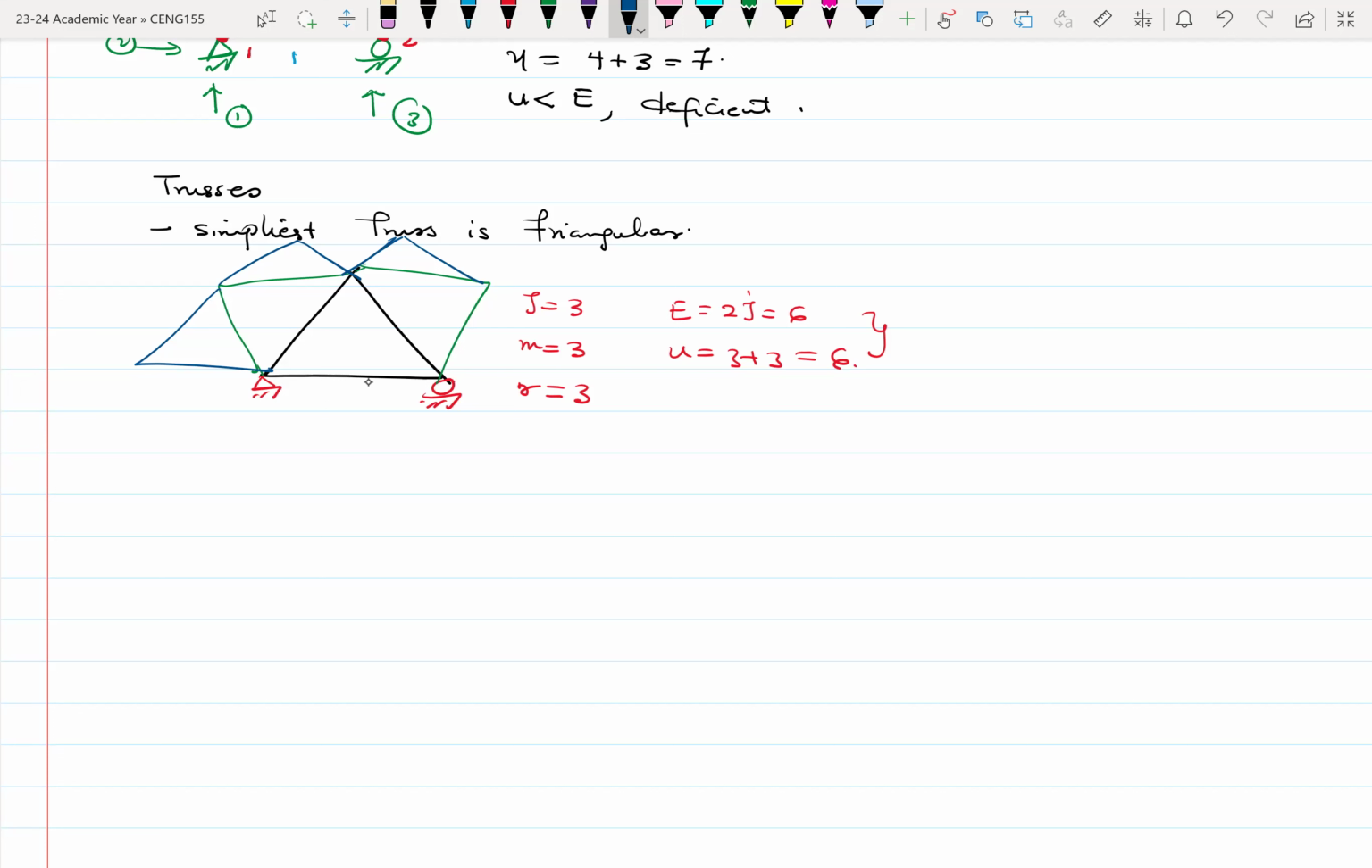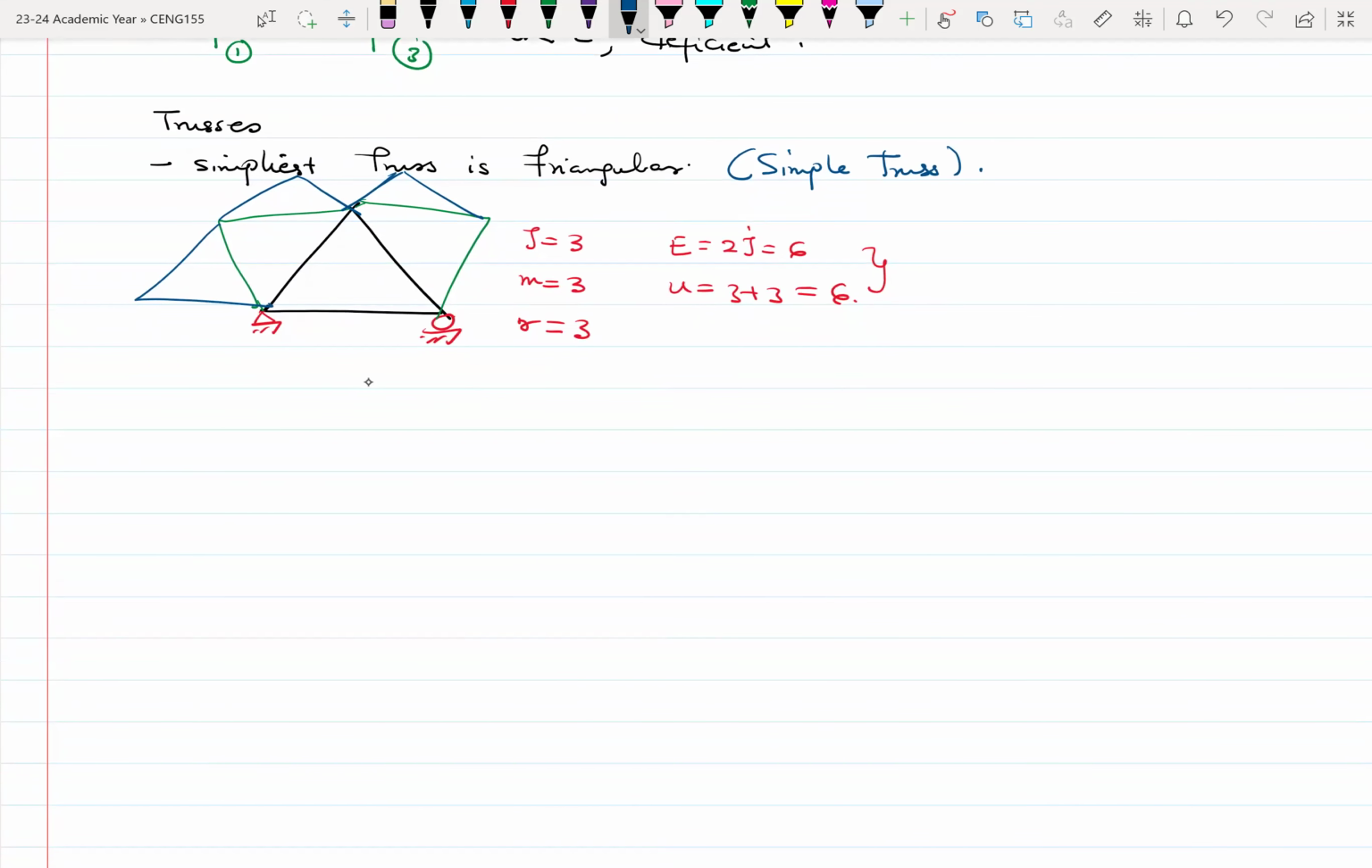So basically what we are looking at here is the simple truss, right? So let me call this simple truss. And then we have what we call the compound truss. With a compound truss, you are combining or connecting two or more simple trusses together.